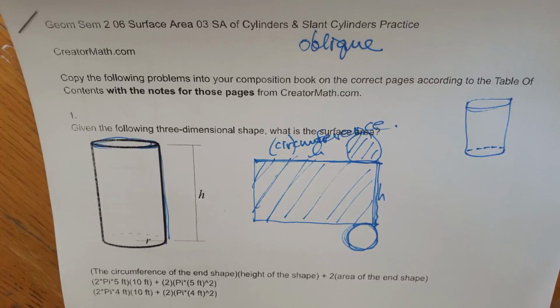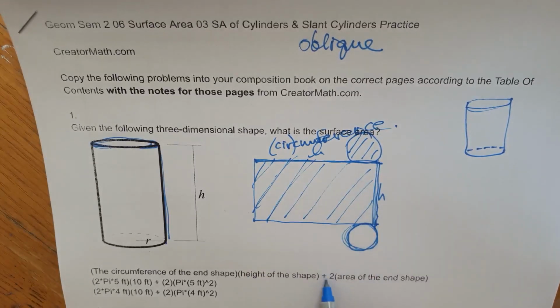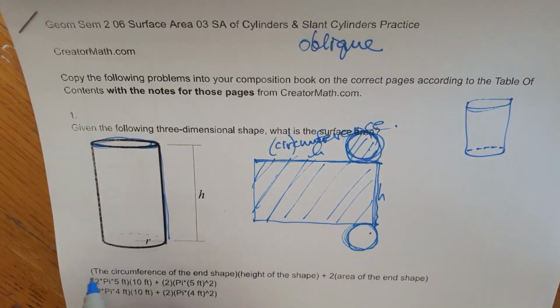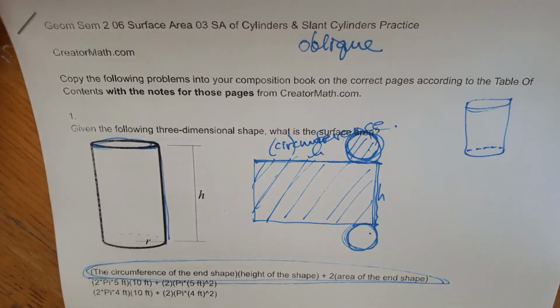So what they're looking for is the circumference of the end shape, in this case a circle, times the height of the shape, because that would be this dimension here, plus 2 times the area of the end shape. So we get one of these areas of the circle, multiplied by 2. They're giving us just a general formula here, but it makes sense to us, and we're going to use it on all the other shapes we do, and you'll find out it's surprisingly consistent.